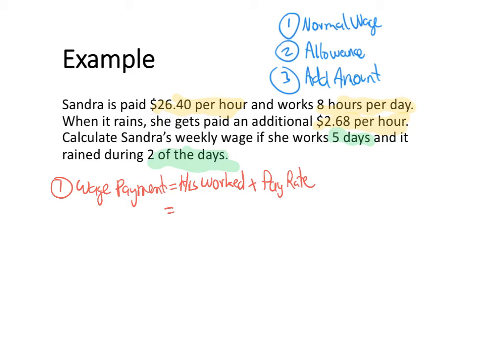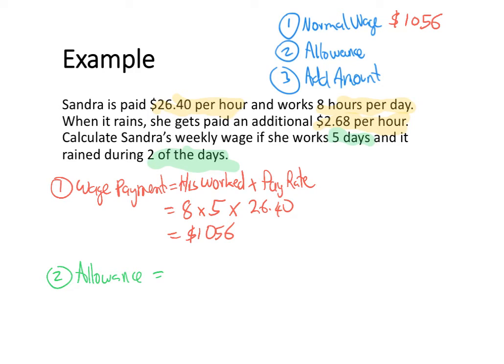So that is going to equal, now that we can substitute in our values, 8 hours times by 5, that'll get us total hours worked, and then times by $26.40, which is Sandra's normal pay rate, which equals $1,056. So without any allowances, Sandra would get paid $1,056. Our next step is going to be to calculate the allowance amount.